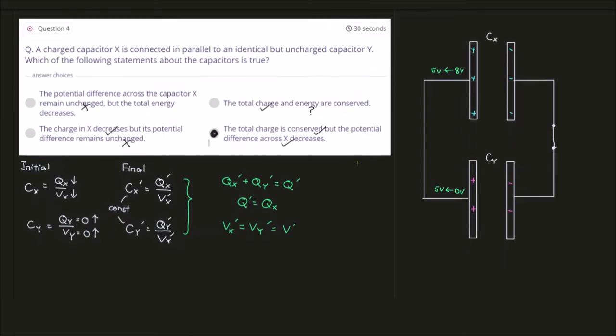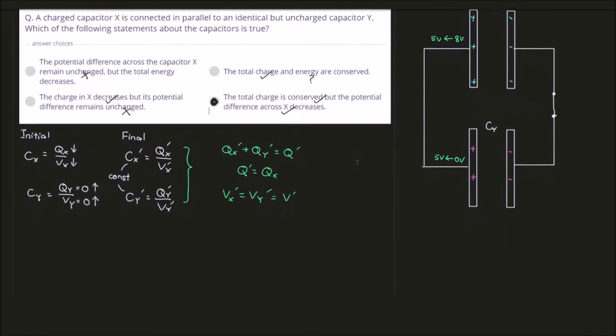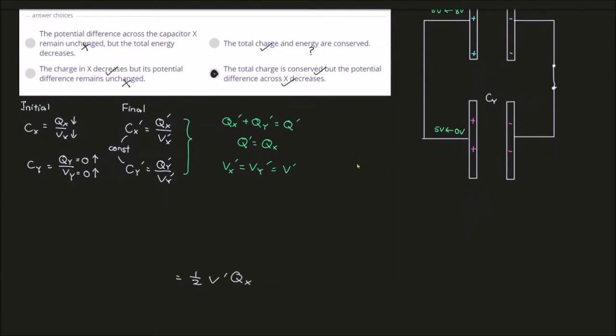So let's attempt to talk about energy. Let's again write about initial and final energy. The initial situation here, we should call it U. Initially, there's only one capacitor being charged, so we can say that this will be half Qx Vx. Half QV is the formula for energy stored in a capacitor.